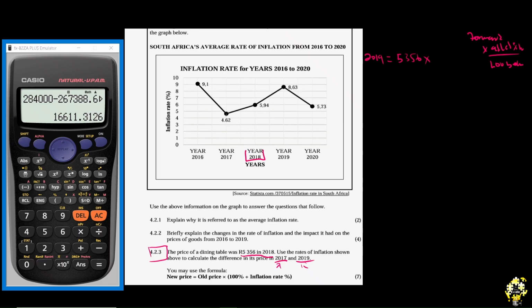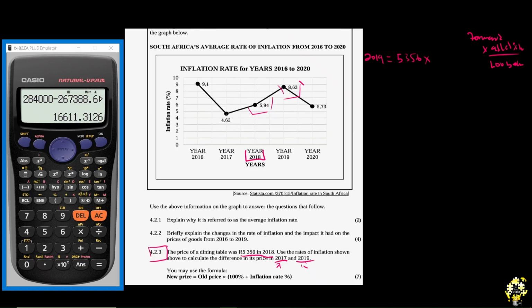If you are going forward, you don't account for the current year, that particular year. Why? Because inflation has already been added to the price. This 5,356 already has 5.94 inflation. So where do we go? You go to the next one or the following one.